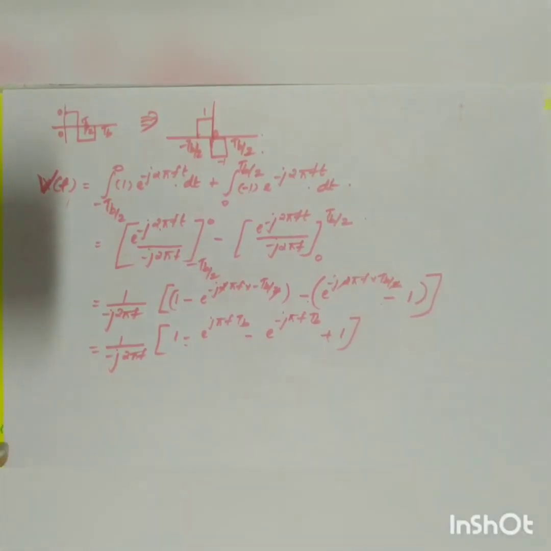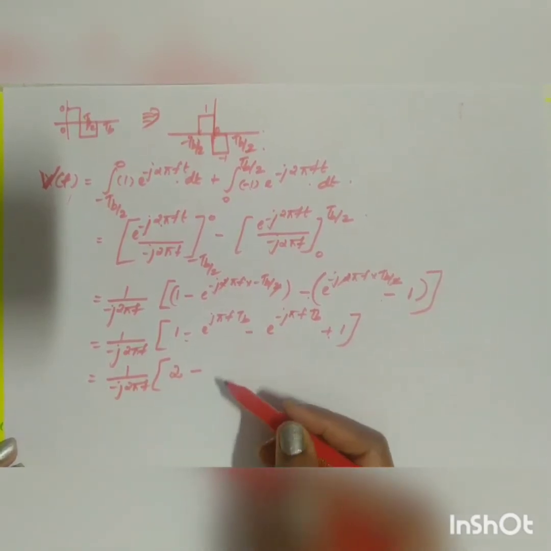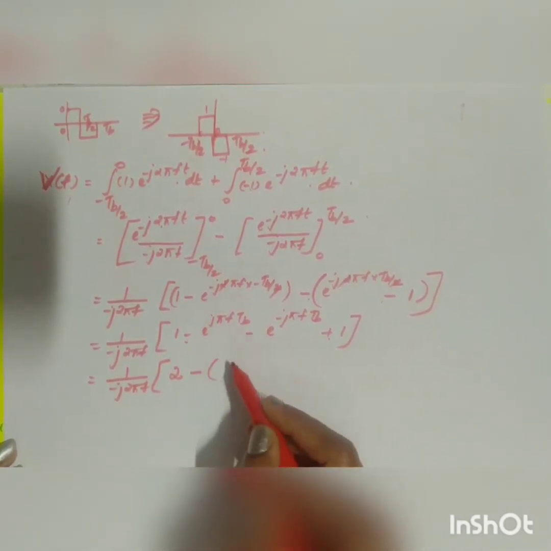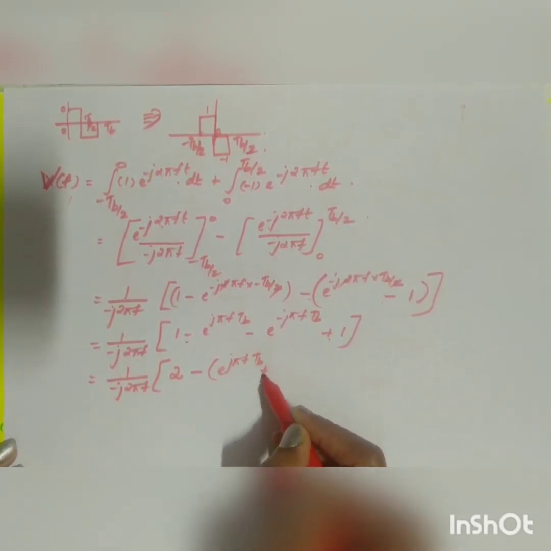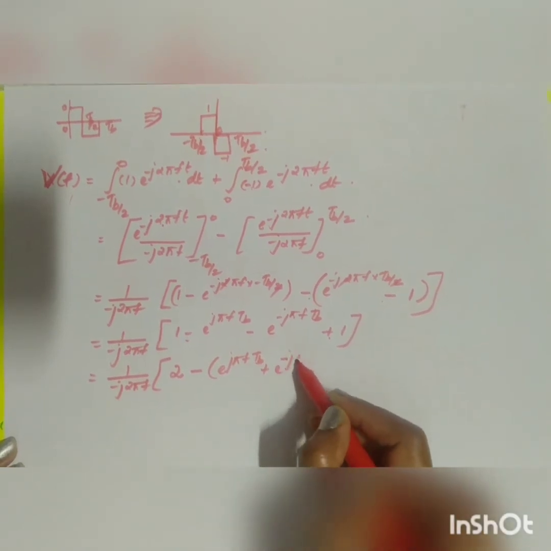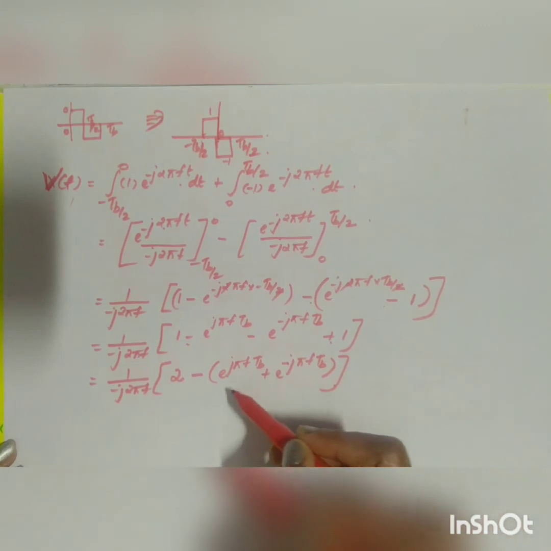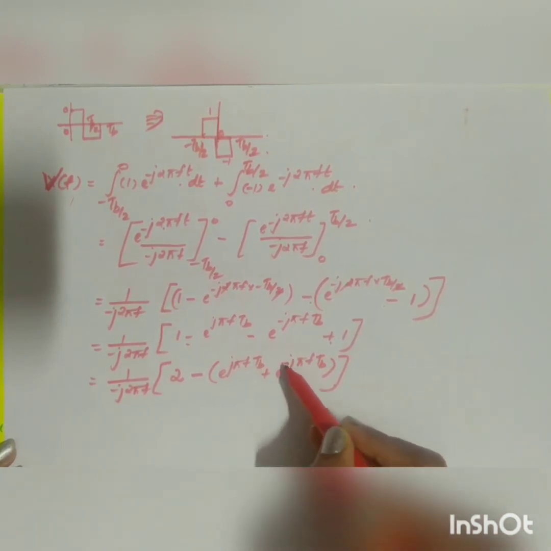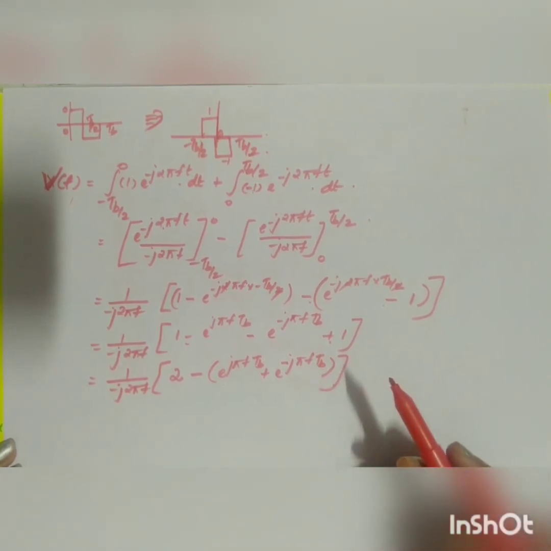1. So 1 plus 1 is 2, right? So you can write 1 by minus j 2 pi f, 1 plus 1, 2. So 2 minus, if I take this minus as common, e power j pi f Tb plus e power minus j pi f Tb. So how can you write it? It is e power j theta plus e power minus j theta. Can I configure it as cos theta? So what will I get?